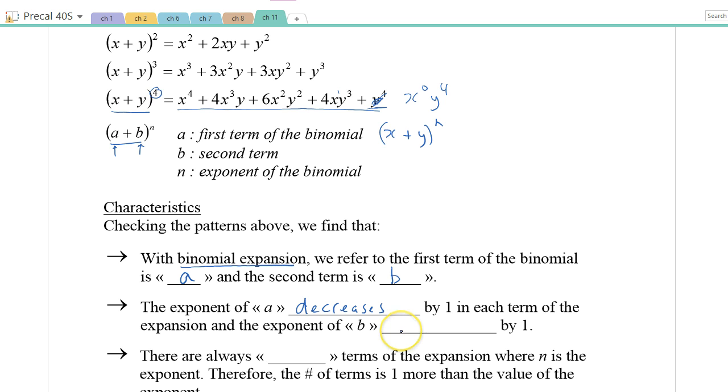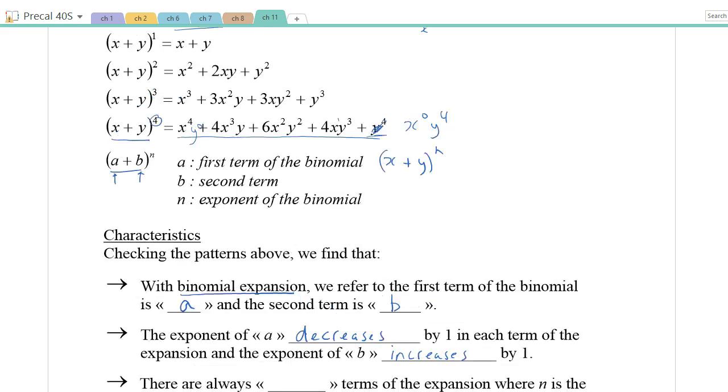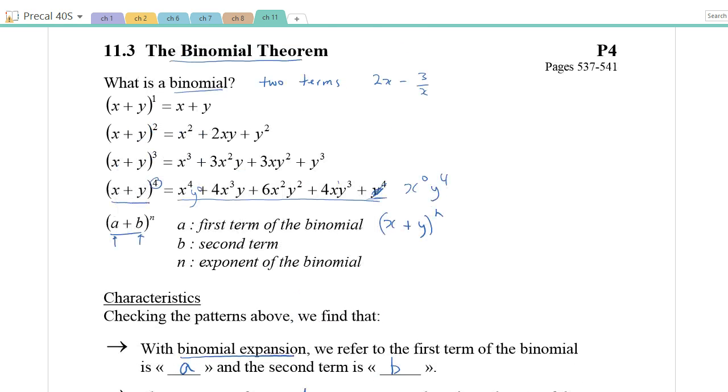And the exponent of b, the second one, which in this case happens to be a y, again would be like y to the 0, to the 1, to the 2, to the 3, and then to the 4 at the very end. So that one increases by 1. There are always, now we're looking for a number, there are always some number of terms in the expansion where n is the exponent. Okay, so let's look at this one here. Here n is equal to 1. Here n is equal to 2, right? How many terms are there in the expansion? 2 terms.